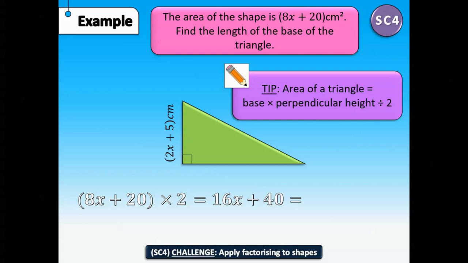So then if we factorise 16x plus 40 with 2x plus 5 inside the bracket, what's outside the bracket will be the base of the triangle. So what do I times 2x by to make 16x? Well, I times it by 8. And what do I times 5 by to make 40? Well, I times that by 8 as well. So it must be 8 on the outside of the bracket. So the length must be 8 centimeters.